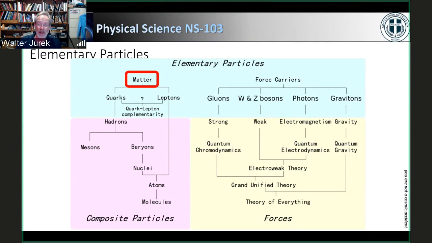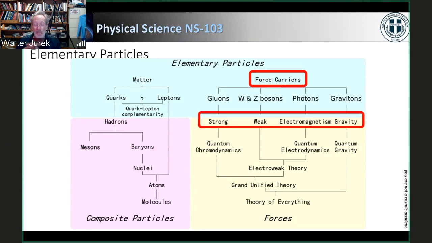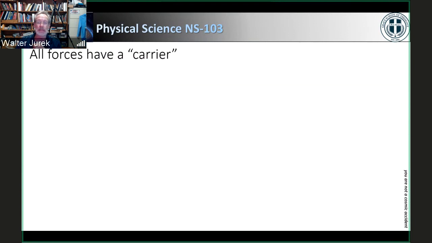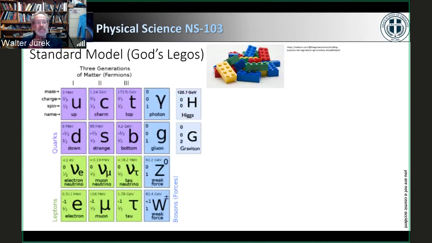But the forces that we talked about, there are 4 fundamental forces in the universe: the strong nuclear, the weak nuclear, the electromagnetic, and the gravitational force. Each of those forces has what's known as a carrier. So let me introduce you to what's known as the Standard Model. I like to think of it as God's Legos. Those quarks and leptons in the Standard Model, that's the greens and the purples. The force carriers, those are the things in blue.